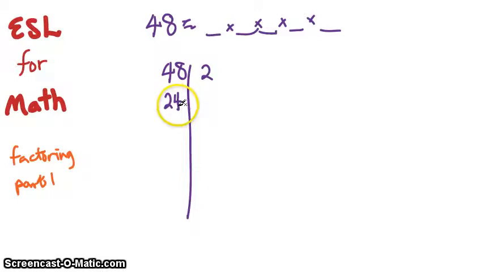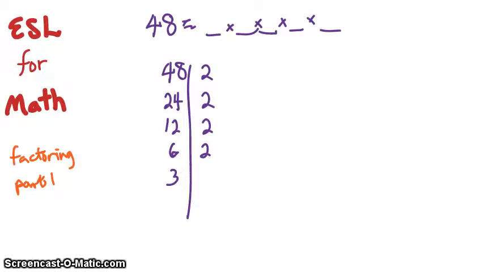Now we're going to keep going in this same way. So 24 is also an even number, so we know that 2 is going to divide into it. 24 divided by 2 is 12. Alright, so now if I took 12 times 2 times 2, I would be back to my original number. Let's keep going. 12 is an even number, and we can divide it by 2 and get 6. 6 is an even number. We can divide it by 2 and get 3. And 3 is a prime number, so we know we can't go any further.